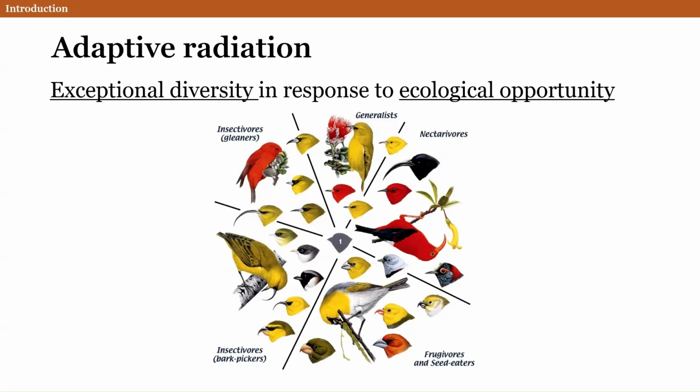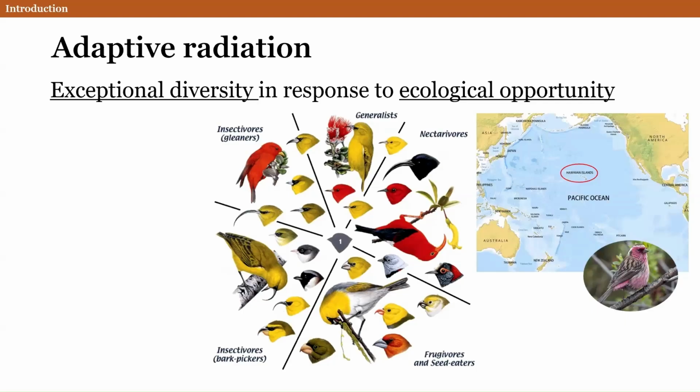One of the processes, though, that leads to that unevenness, kind of a focus of my PhD, is adaptive radiation. So this term broadly refers to groups like these Hawaiian honeycreepers that have evolved an exceptional amount of diversity in response to some ecological opportunity. And so what we mean by that is, for example, in the case of these Hawaiian honeycreepers, their ancestors arrived in the Hawaiian Islands millions of years ago.